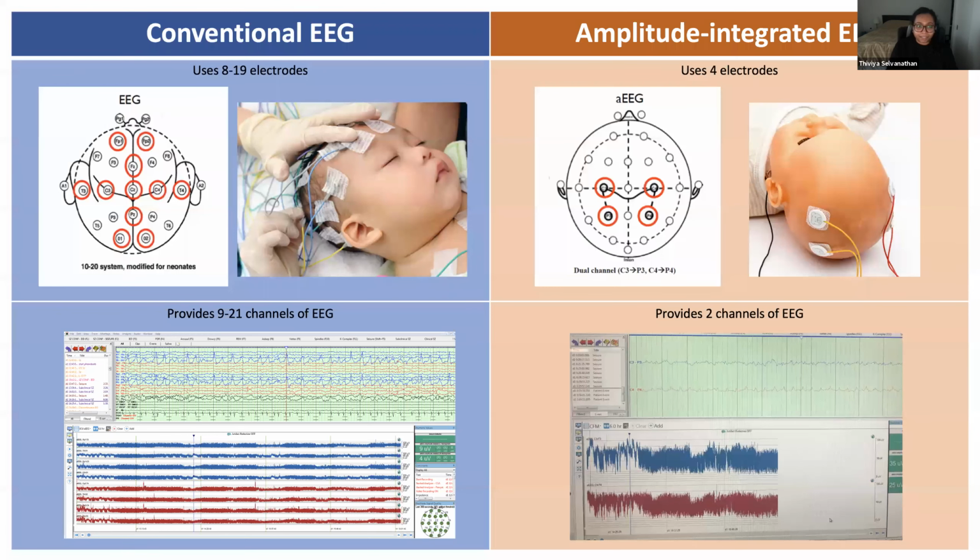So this diagram here compares conventional EEG to amplitude integrated EEG. From the upper panel, you notice a difference, which is the number of electrodes that we use in babies between conventional EEG and amplitude integrated EEG. With conventional EEG, we typically use between 8 and 19 electrodes, versus in amplitude integrated EEG, we use 4 electrodes. And this gives us a difference in terms of the number of channels of EEG that we have. With conventional EEG, we have 9 to 21 channels versus in amplitude integrated EEG, we have 2 channels.